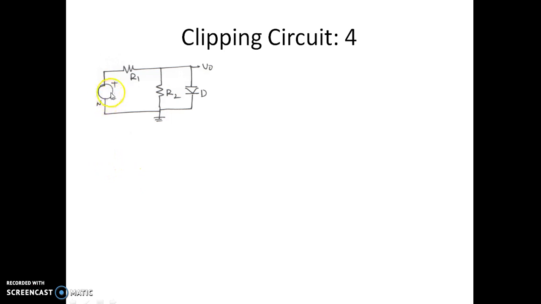Now we have an input voltage and there is a resistor R1, R2 and there is a diode connected in the shunt, in parallel with R2. So we need to analyze what is the output voltage when we apply a sinusoidal AC signal over here.